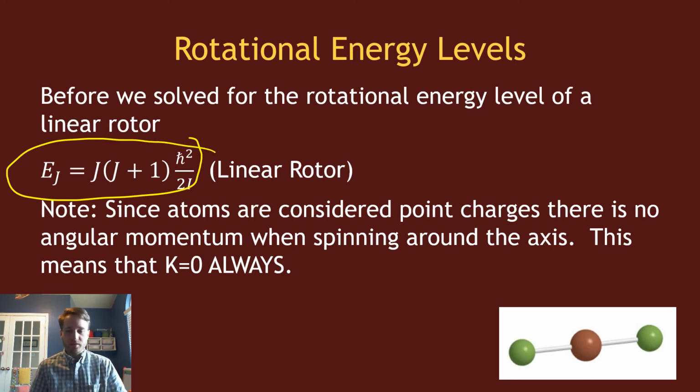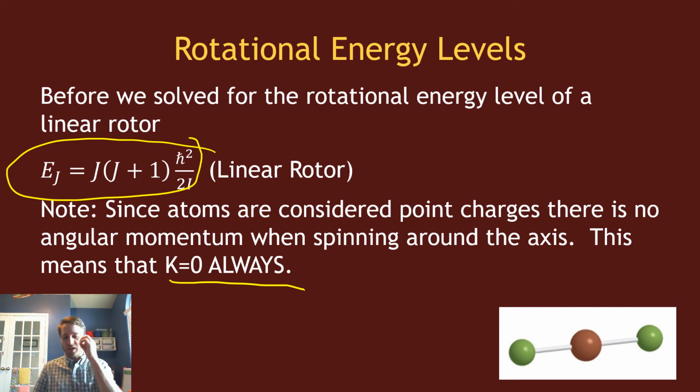Okay, and so we'll note here that the note at the bottom is just talking about the fact that K always has to equal 0 for a linear rotor, and that's just because there is no angular momentum around, say, the spinning axis. This is sort of an approximation, because technically there's an angular momentum because your atoms have some size to them, and so you're rotating a sphere, and that does have some type of angular momentum.